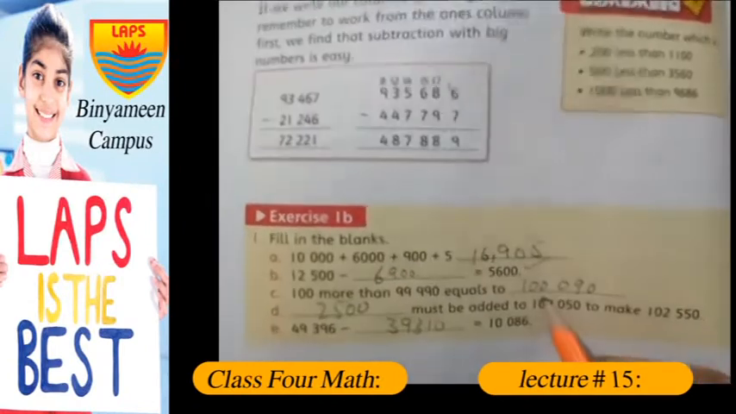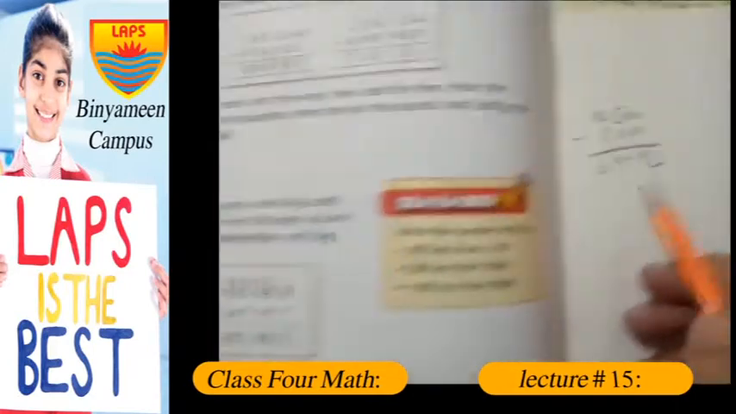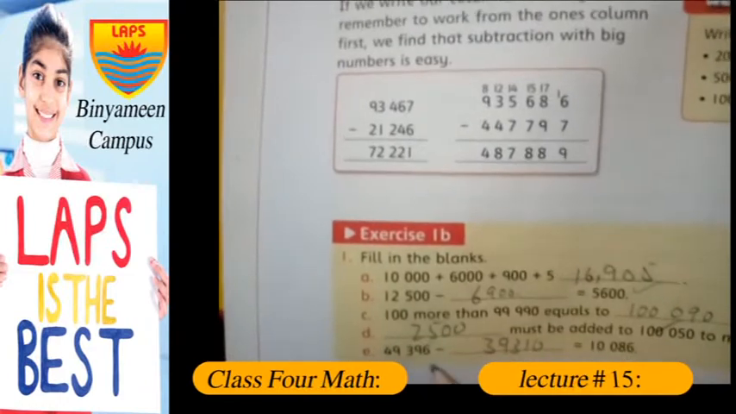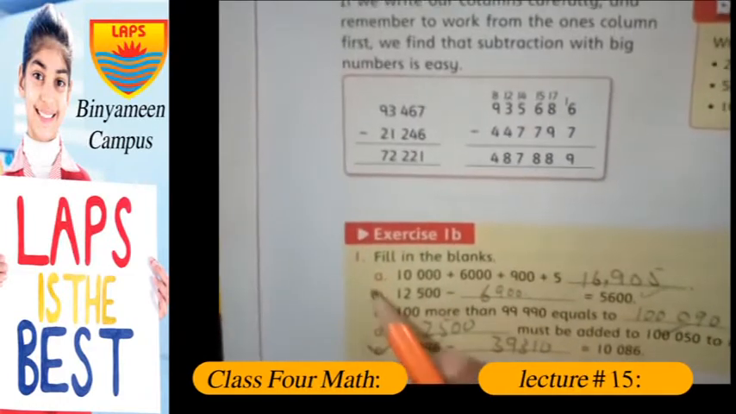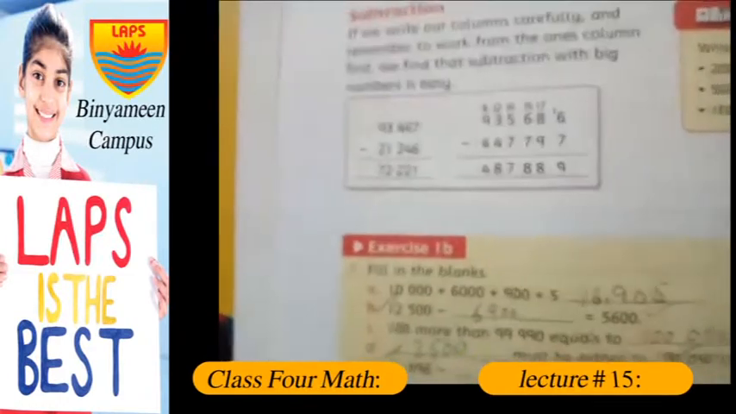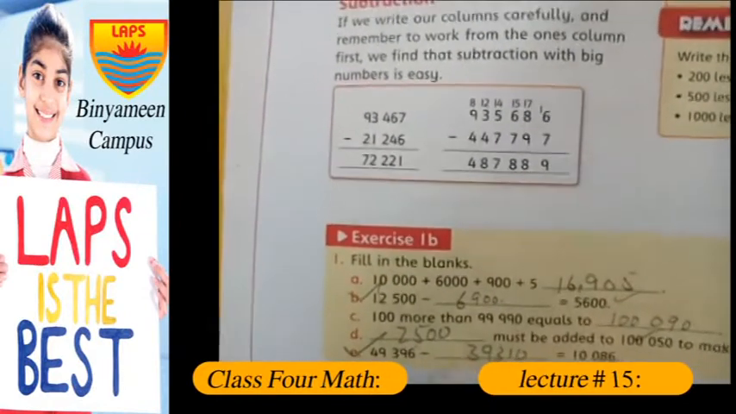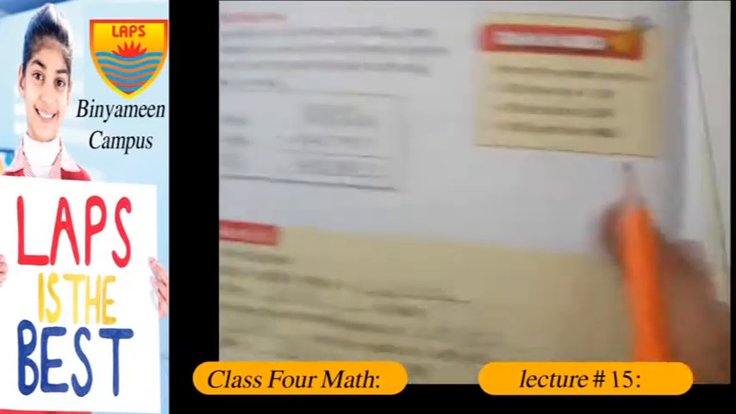102,550. You can subtract both these values, writing them vertically just like that, and you can get the answer like 2,500 here. This question is actually similar to this one. You can subtract both these values and you can get the answer here in the blank, which will be subtracted from this value to give us this one.